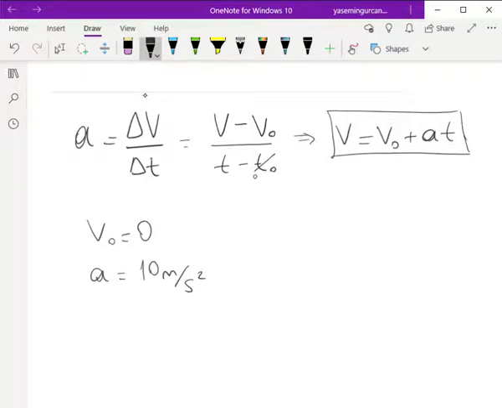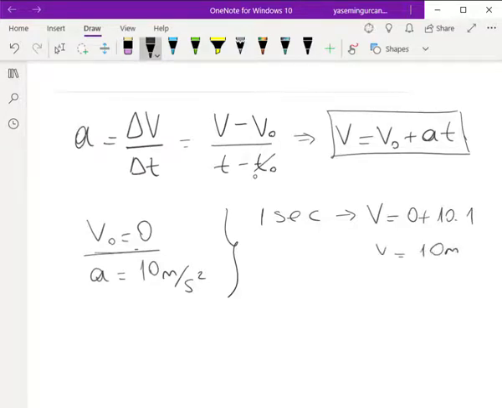If this object is accelerating with 10 meters per second square, it tells you every second it's going to get faster by 10 meters per second. Starting from rest, because the initial velocity was 0, 1 second later the velocity is going to be 0 plus 10 times 1, which makes sense because every second the velocity is going to increase by 10.